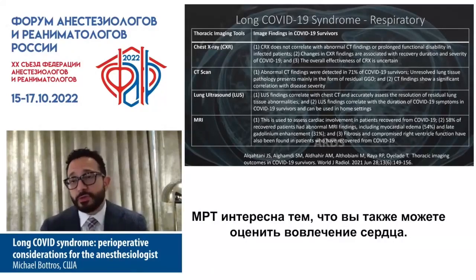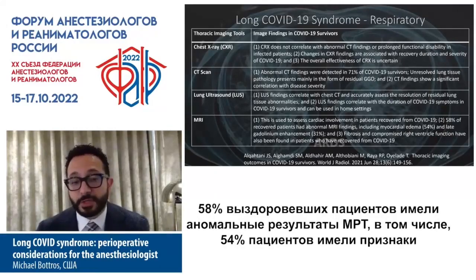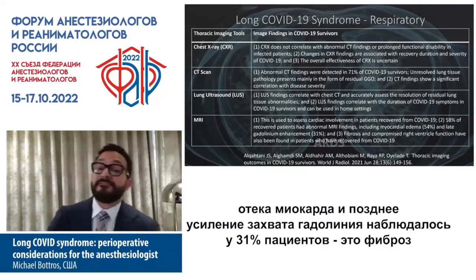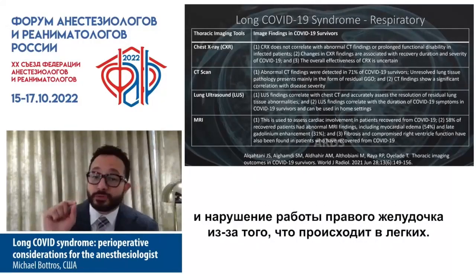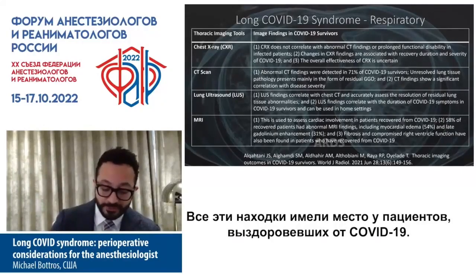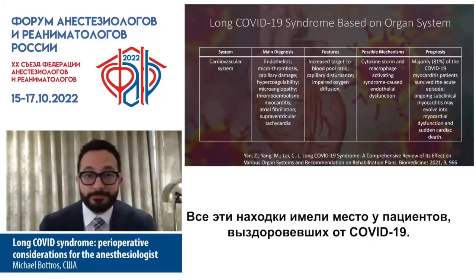MRI is interesting because you could also assess cardiac involvement. 58% of recovered patients had abnormal MRI findings, including 54% of patients had myocardial edema and late gadolinium enhancement in 31% of patients. Fibrosis and a compromised right ventricle, because of what's going on in the lung, have been found in patients who have recovered from COVID-19.